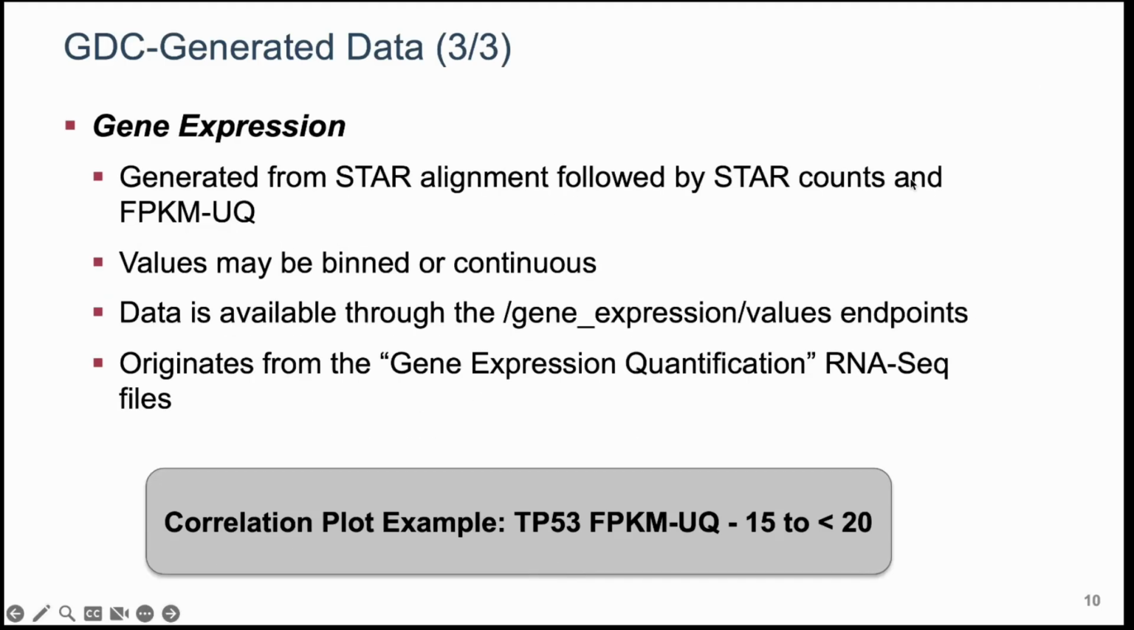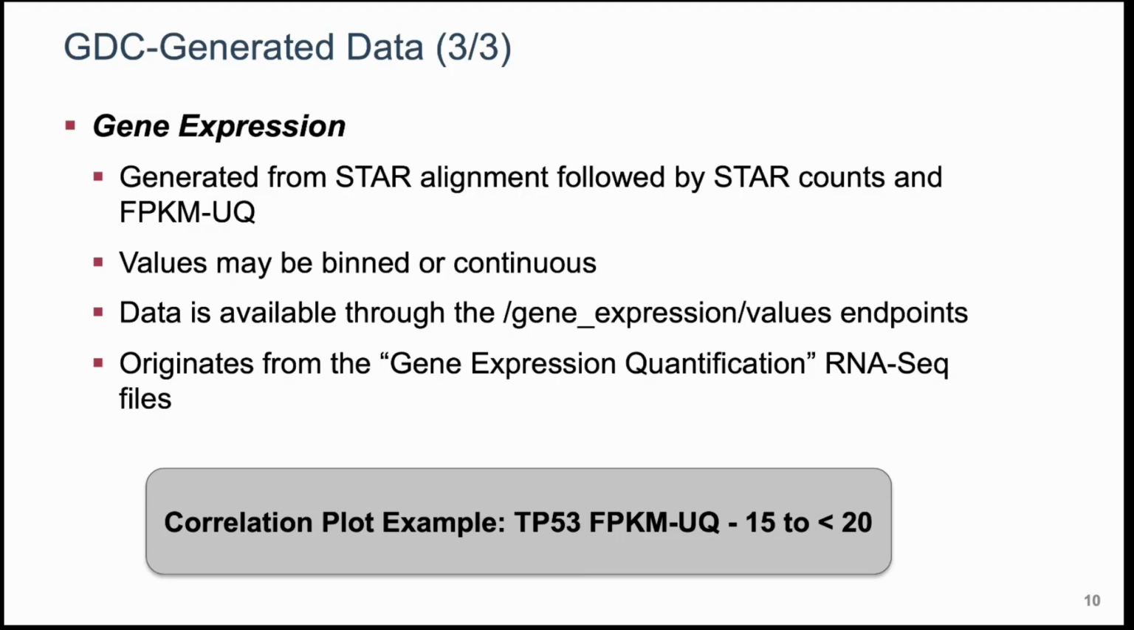And then the last data type I'd like to talk to you about is gene expression. This is generated from STAR alignment followed by STAR counts and FPKM-UQ. So this is performed using some custom scripts from the GDC, taking the STAR counts in as raw data and outputting the FPKM upper quartile data. So the values may be binned or continuous.